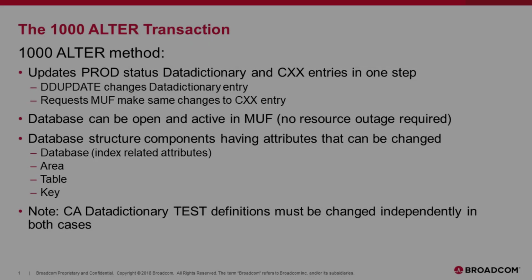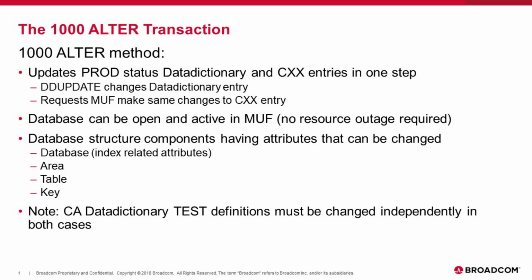With the 1000 alter method, the change just described can be done in a single step, and the database can be open and active in MUF while the change is being made. The structure components having attributes that can be changed using this method are the database, which is the index-related attributes, the data area, the Datacom table, and key. If there are test database definitions that correlate to the production that was just changed, then changes to those will have to be done independently in both cases, whether it be the 1000 catalog or 1000 alter method.